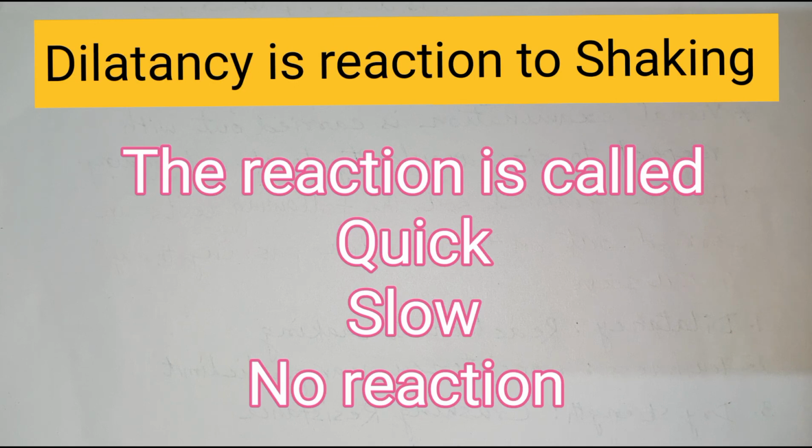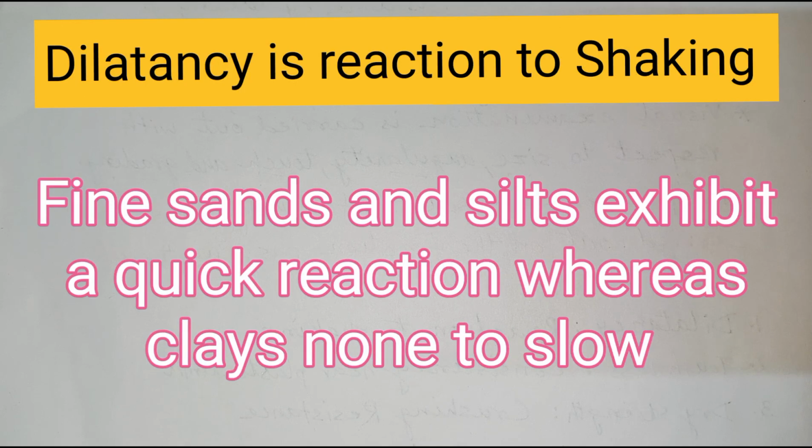This reaction is called quick if water appears and disappears rapidly, slow if water appears and disappears slowly, and no reaction if water condition does not appear to change. The type of reaction is observed and recorded. Fine sands and silts exhibit a quick reaction, whereas clays show none to slow.